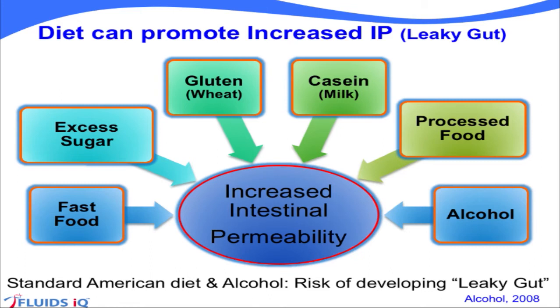We're a fast food nation. Excess sugar, which is almost epidemic, the effect of gluten, casein in milk, the whole realm of processed foods, and of course alcohol. And in fact, the standard American diet and alcohol is now very well known to lead to a risk of developing this increased intestinal permeability or leaky gut.